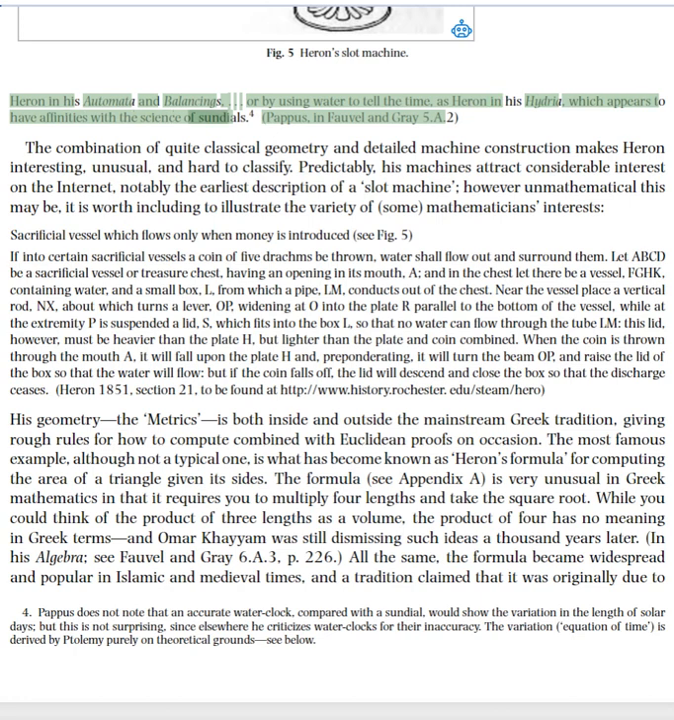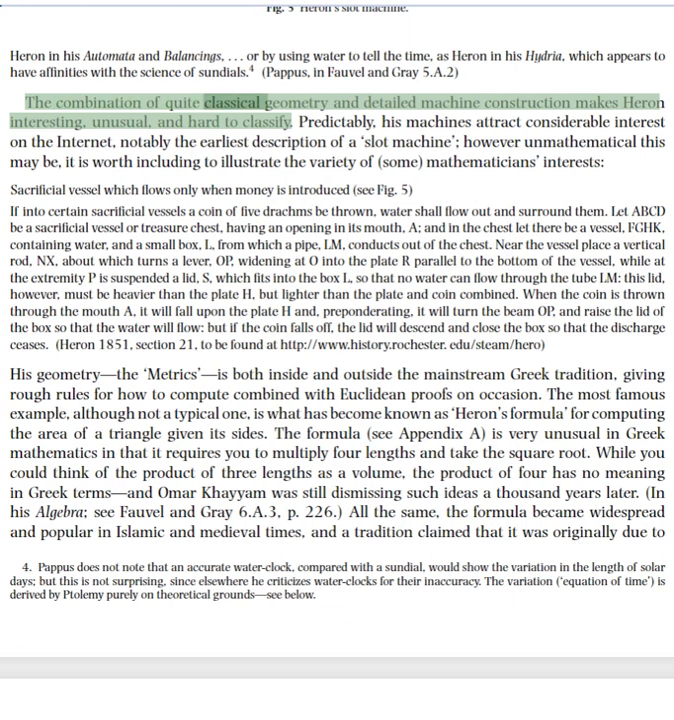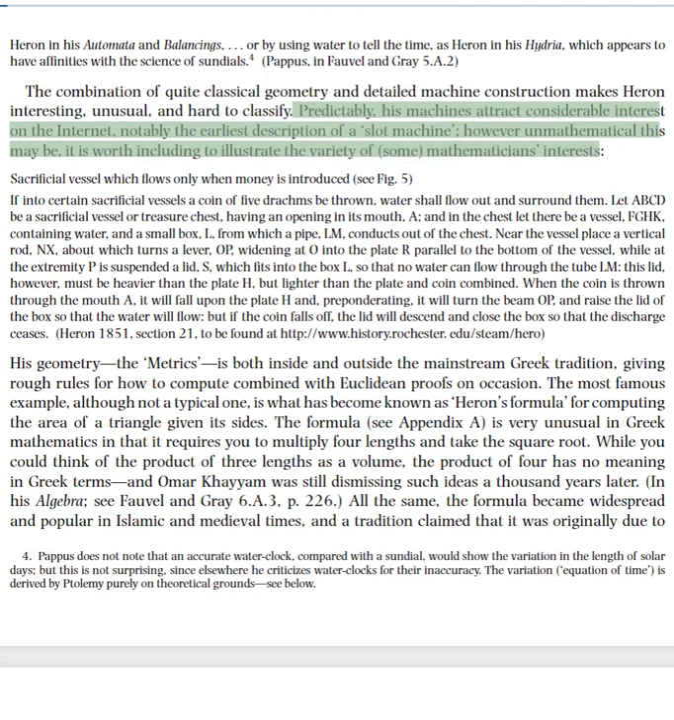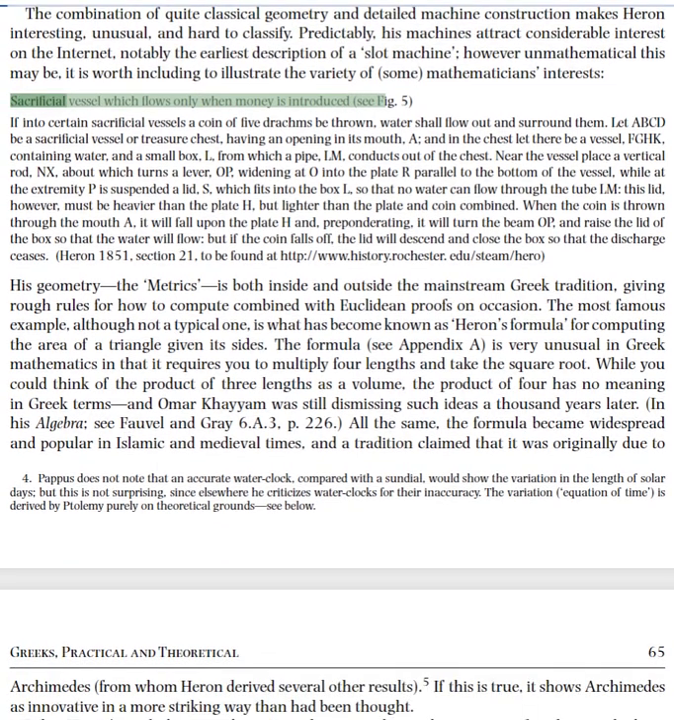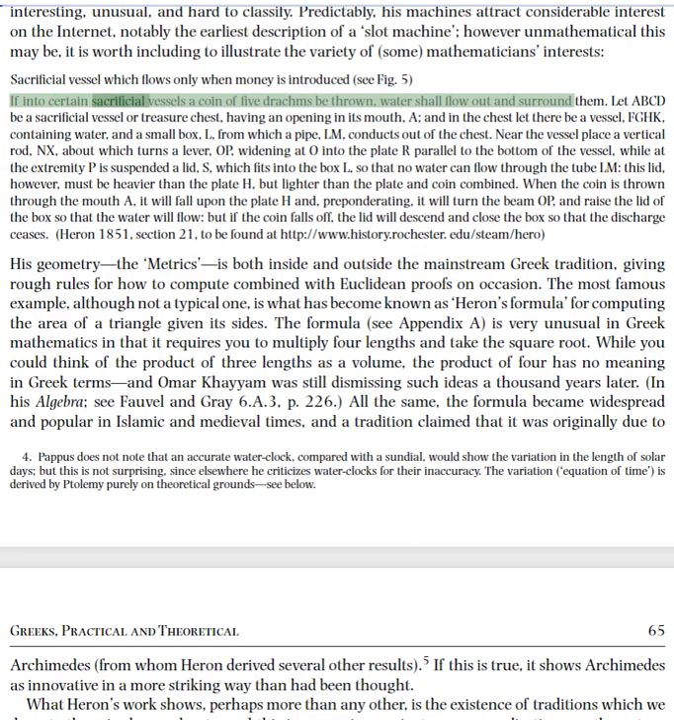The combination of quite classical geometry and detailed machine construction makes Heron interesting, unusual, and hard to classify. Predictably, his machines attract considerable interest on the internet, notably the earliest description of a slot machine. However unmathematical this may be, it is worth including to illustrate the variety of mathematicians' interests. Sacrificial vessel, which flows only when money is introduced. If into certain sacrificial vessels a coin of 5 drams be thrown, water shall flow out and surround them.